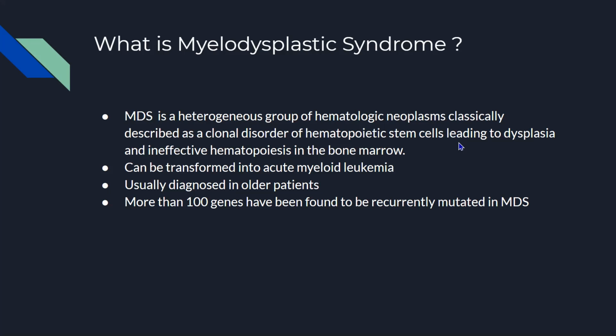The clonal disorder that occurs replicates multiple types of cells within the genetic mutation, which can develop into different types of blood cells. This disease can also be transformed into acute myeloid leukemia, also known as AML, and it's usually diagnosed in older patients. Lastly, more than 100 genes have been found to be recurrently mutated in MDS.